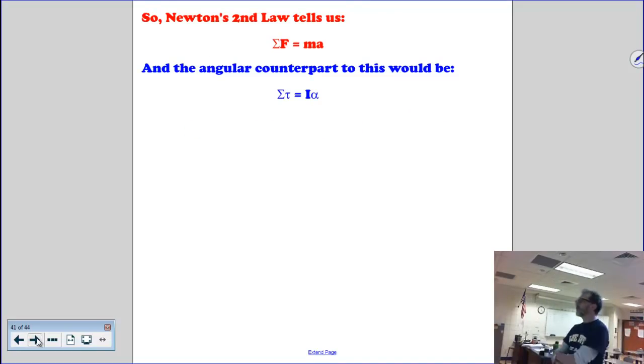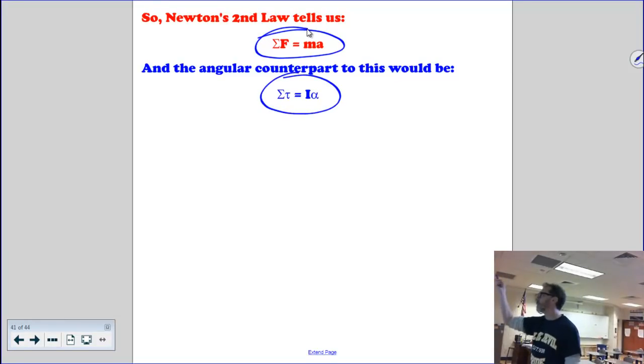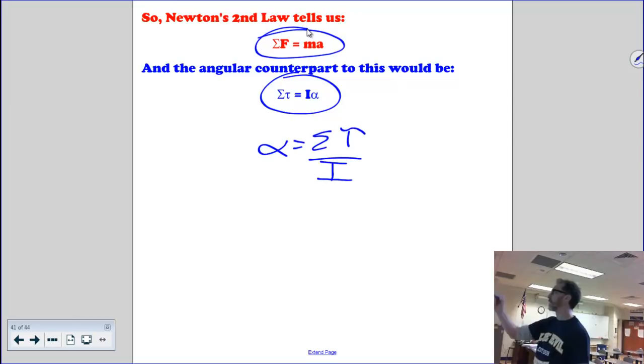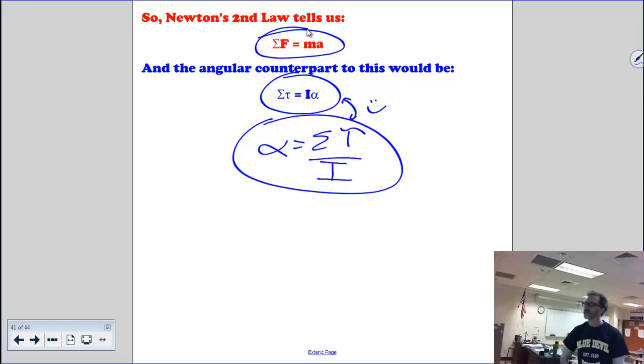So Newton's second law tells us net force is mass times acceleration. The angular counterpart is net torque is rotational inertia times alpha. That's the same as what I just wrote on the board a minute ago, net torque over I, right? Algebraically, this and this are the same thing.